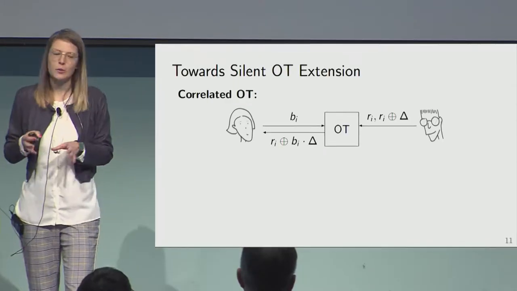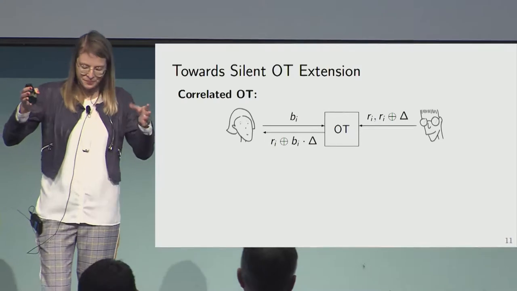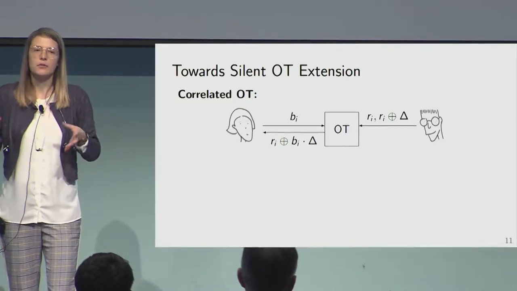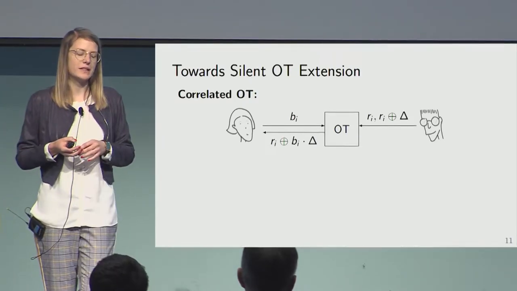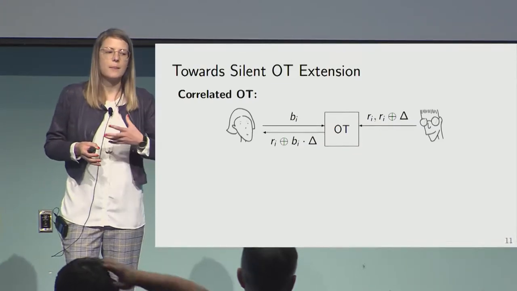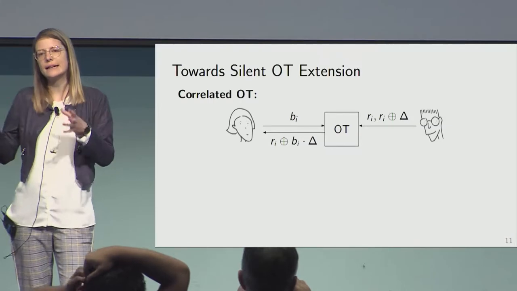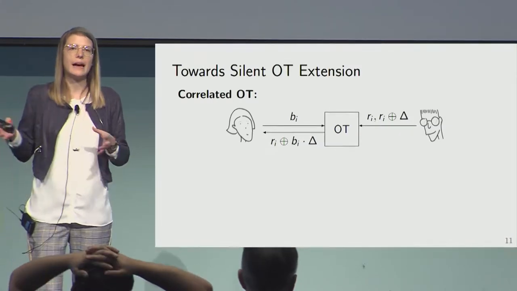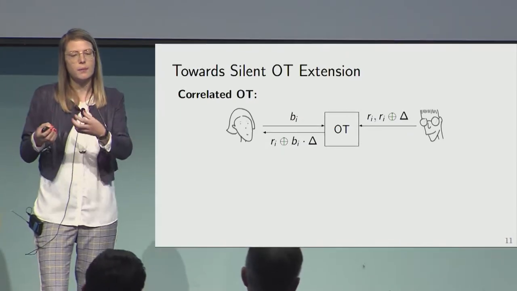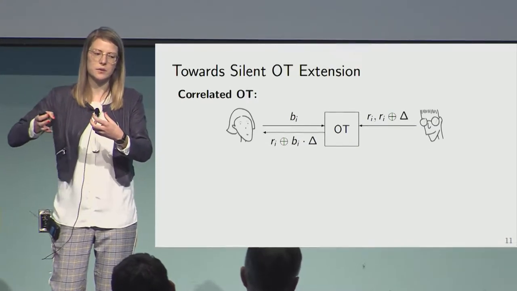And yes, so we talked about the definition. Now I want to give you a construction. How can you actually instantiate this for the correlation of oblivious transfer? What we will actually give is not a PCG directly for oblivious transfer, but a PCG for correlated oblivious transfer, which is exactly the same as oblivious transfer, but instead of having two unrelated messages, the first message of Bob will always be the first message, and the second message will always be the first message plus some constant offset.